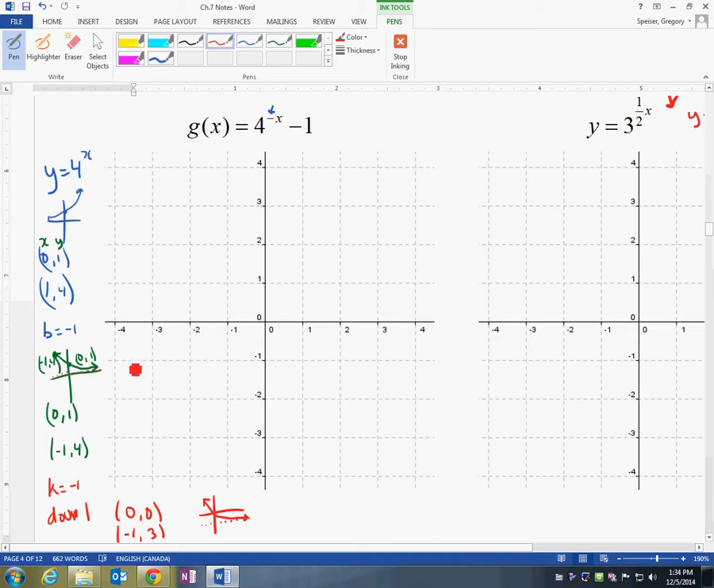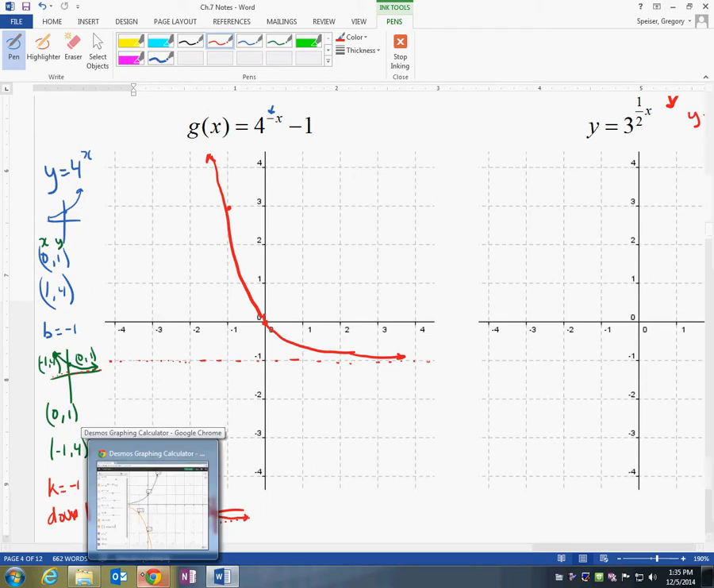So I'll draw that. I'll try to do a good job here. I'll draw that horizontal asymptote at -1. And then the 2 points that I figured out were at 0, 0, and then at -1, 3. And so here would be my sketch. Arrow there and arrow there. All right. Let's go see what that looks like.